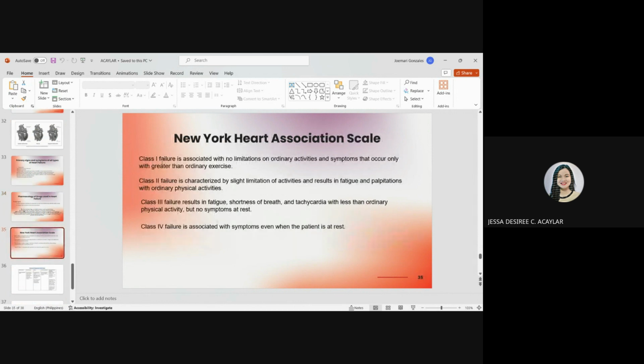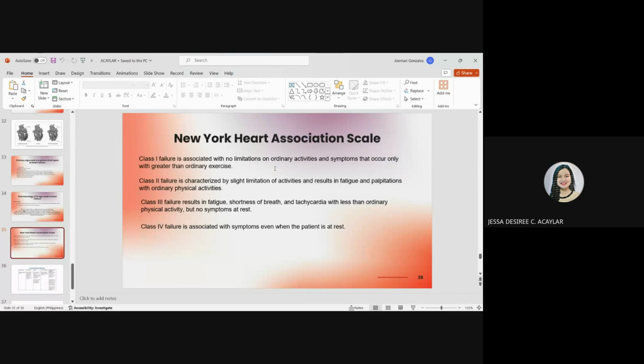So, ayon sa New York Heart Association scale, meron pong apat na class yung failure po. Yung class 1 po, failure is associated with no limitation on ordinary activities and symptoms that occur only with greater than ordinary exercise. So, yung class 1, para lang ho siyang nakakatrabaho ka rin naman po yung patient. Wala talagang nagbabago sa daily activities niya, daily routines. Nagkakaroon lang siya ng symptoms kapag medyo nag-exert siya ng effort na greater than usual, greater than ordinary exercise niya.